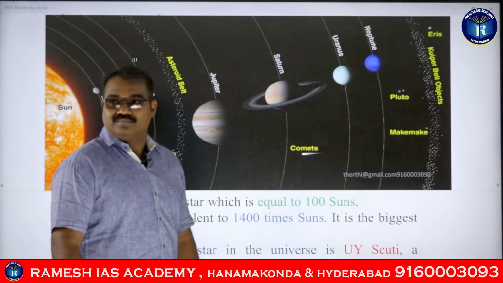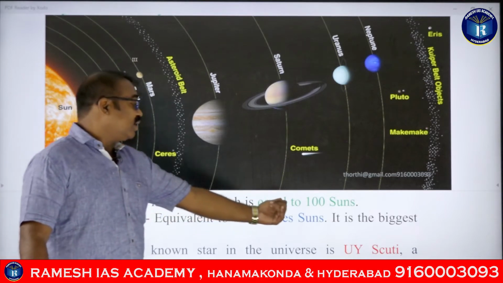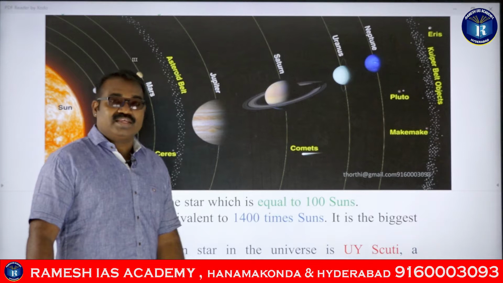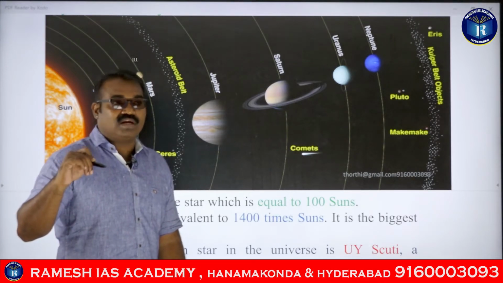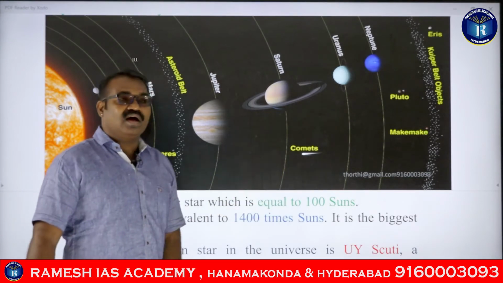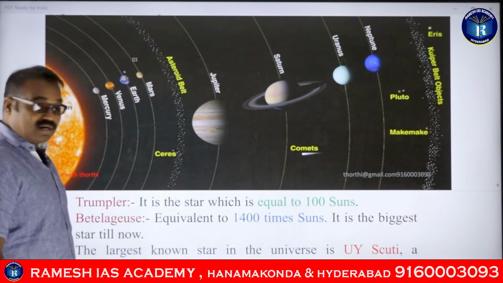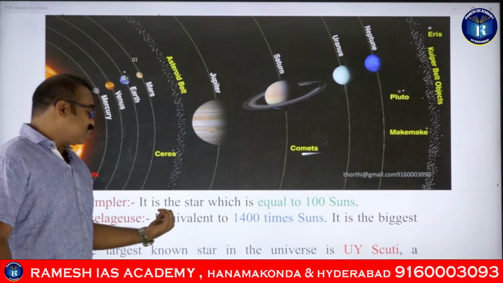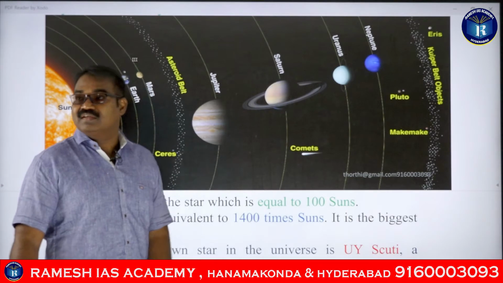Trumpler is a star which is equal to 100 suns put together. Yesterday we were talking about neutron stars, just 10 to 25 solar masses, and this is 100 solar masses. Betelgeuse is another star which was discovered, which is equivalent to 1400 times that of the sun.